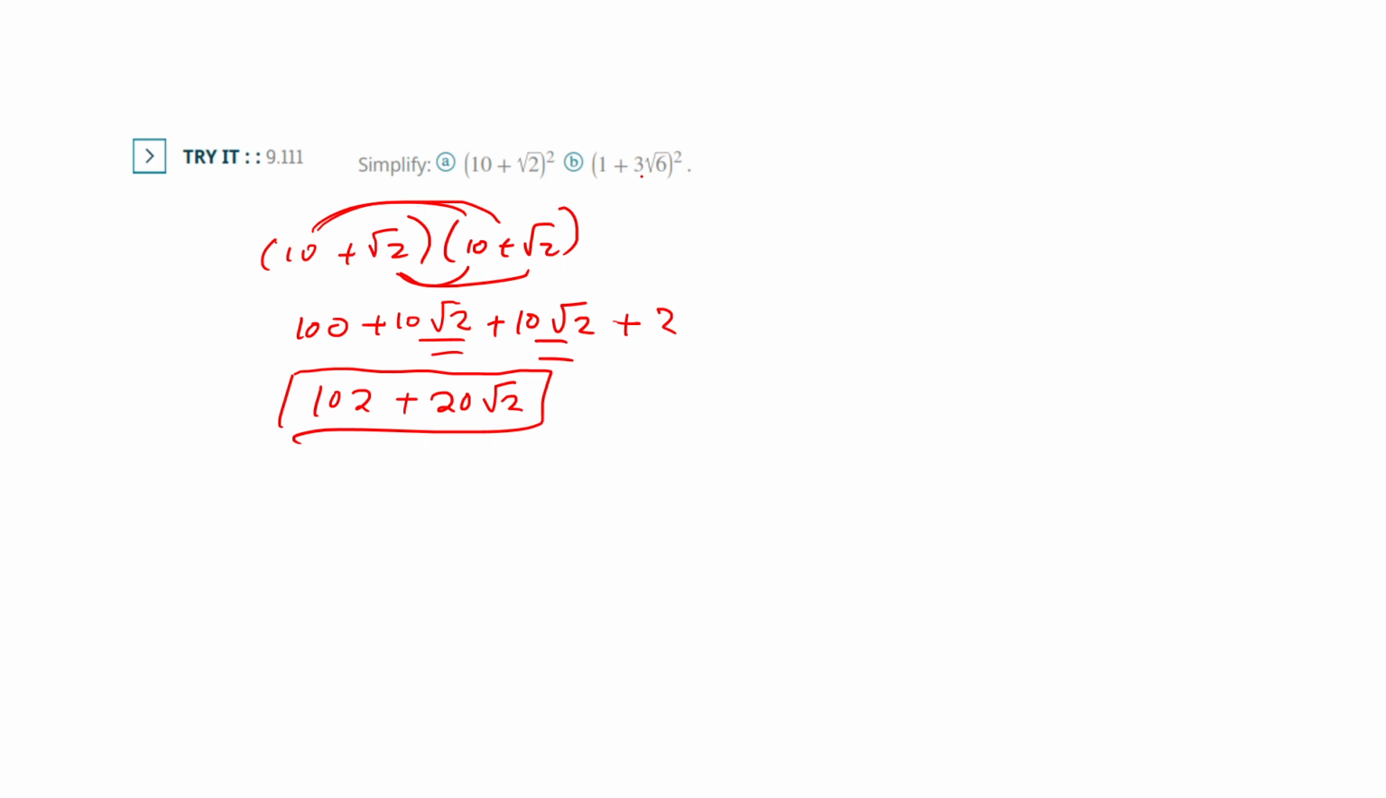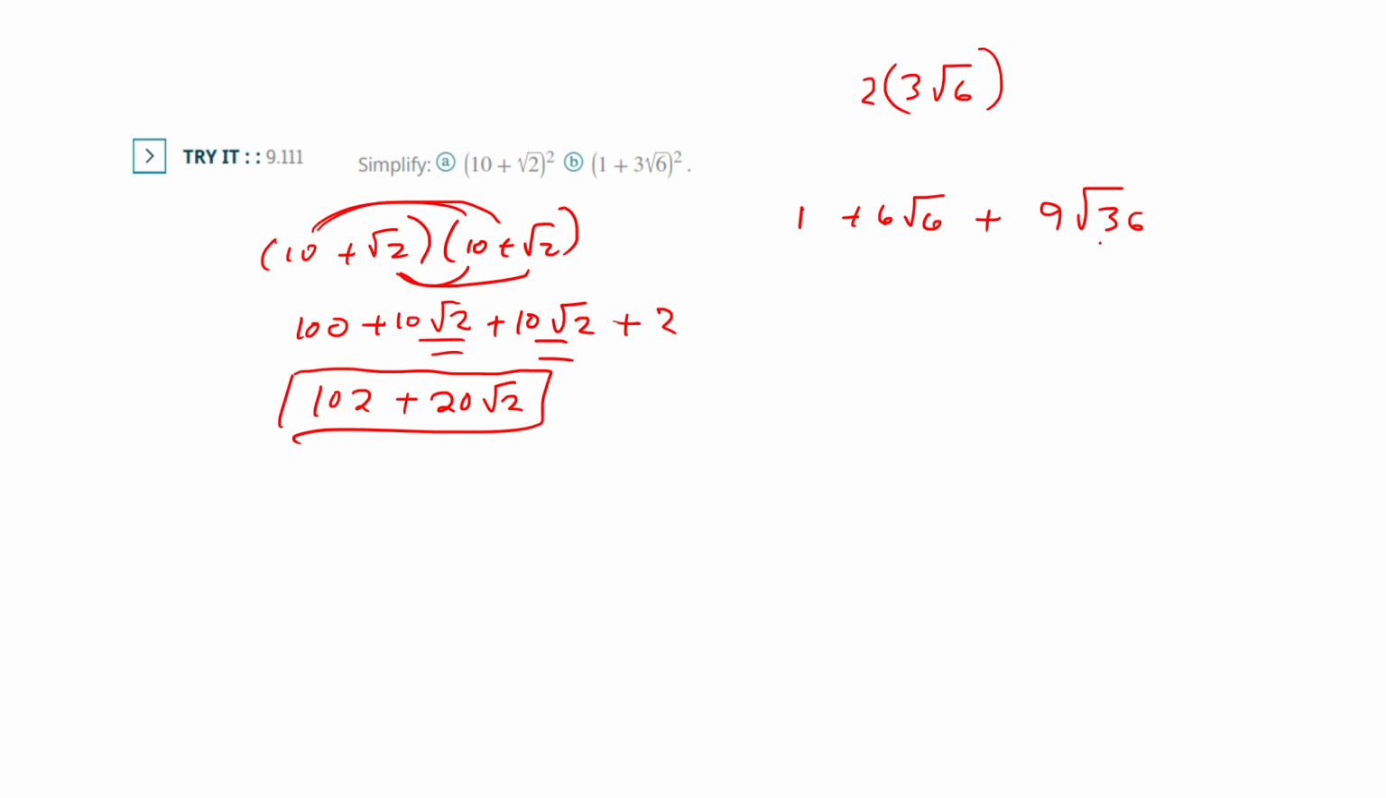Now if we look at B here, I'm going to do it the other way where I just square the first one. If I square the back, I'm going to get 9 square root of 36. I'll tidy that up in a minute. Now multiply these together and I get 3 square root of 6. Now double that because you always get 2 of that same middle, and I would get 6 square root of 6.